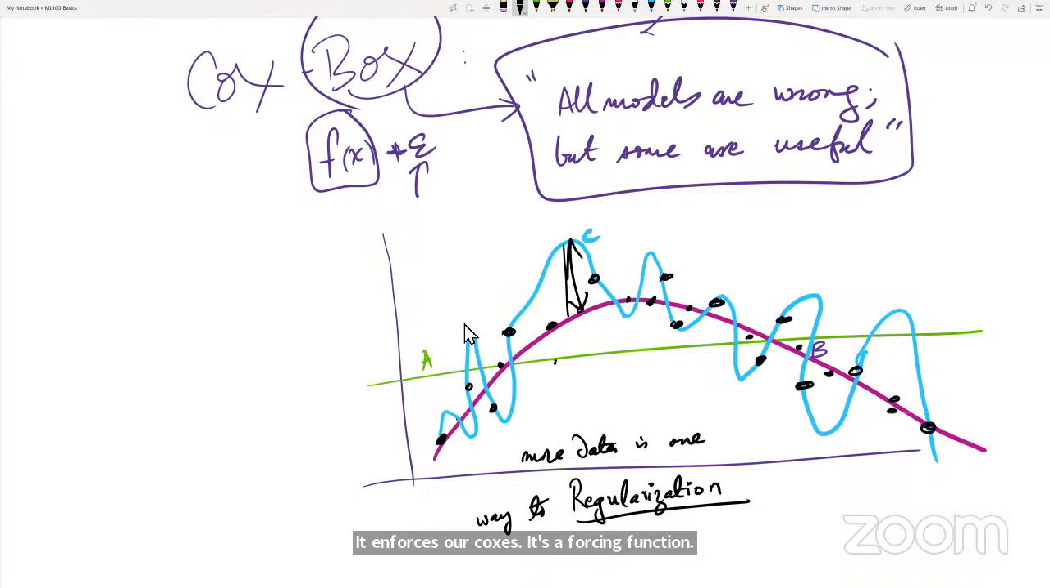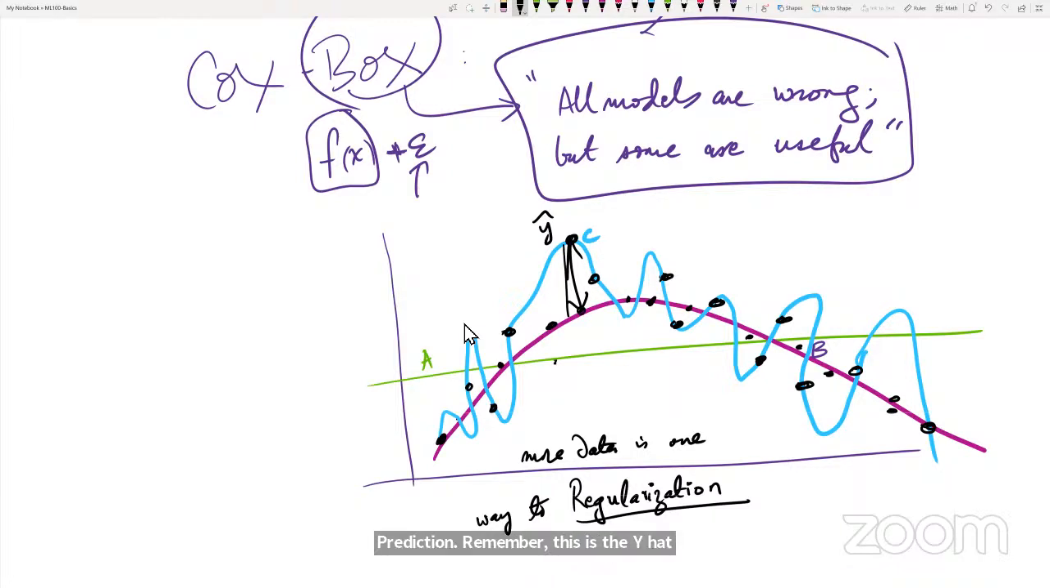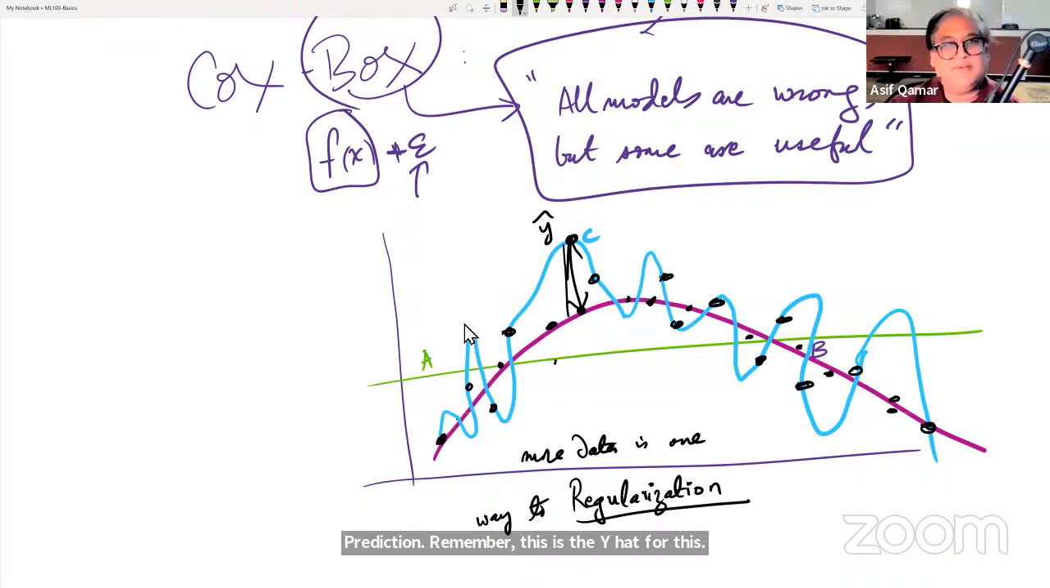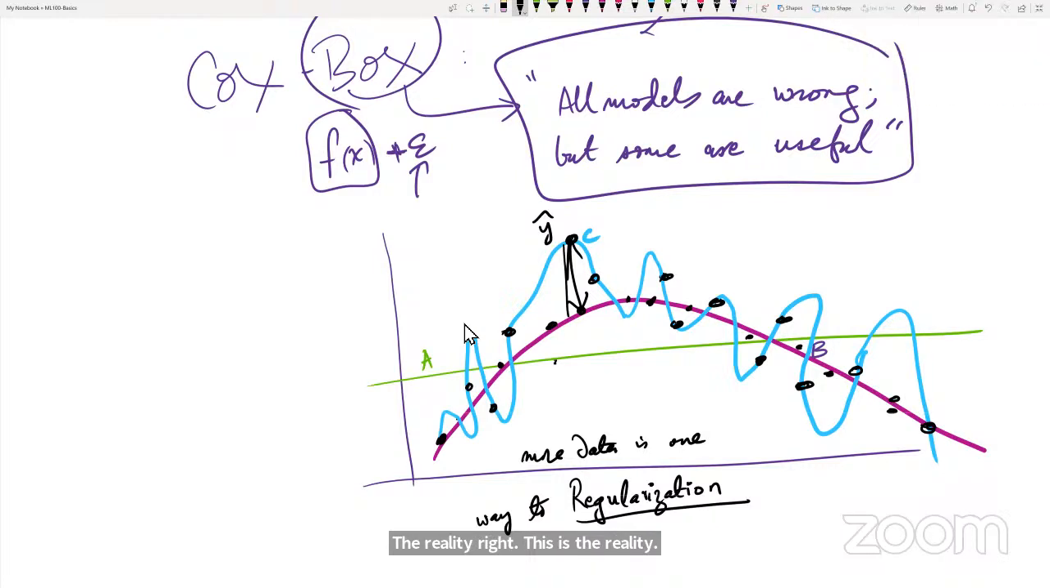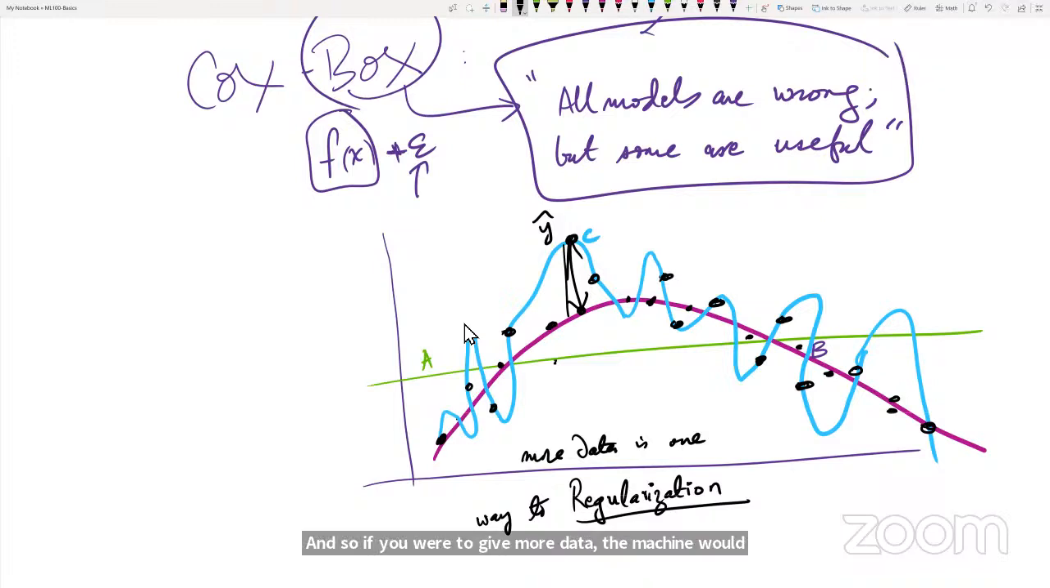Asif, what is that arrow that you drew from the purple to the blue? It's a mistake. So this is the prediction. Remember, this is the y hat prediction. Yes. This is the reality, right? So the errors become huge. And so if you were to give more data, the machine would not draw C, it would instead draw B. Isn't it? Yep.